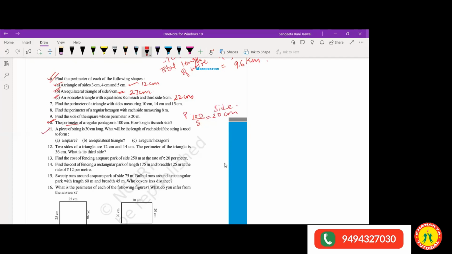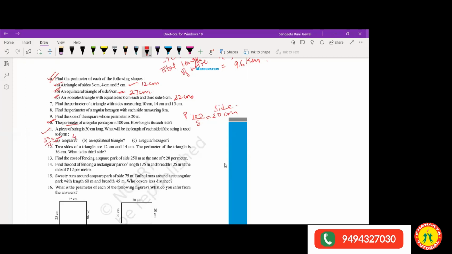Okay. Let's do this. A piece of string 30 centimeter long. What will be the length of each side if the string is used to form a square, equilateral triangle, regular hexagon? For this we need to do division. The total string is 30 centimeters. So a square has 4 sides, means 30 by 4. You will get the length of one side.